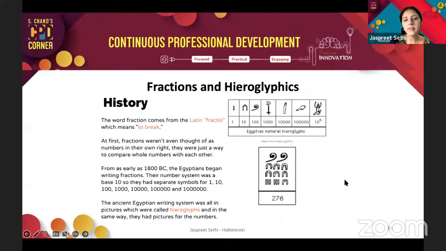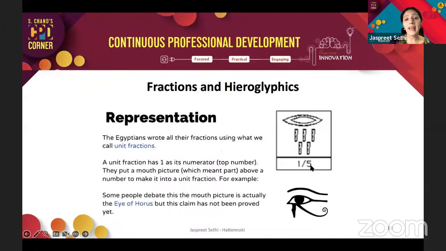276, right? 276, not 96, because here we have my 200s and my 70s and my 6 ones. So fractions and hieroglyphics is one of the ways in which I begin fractions with the 6th grade, I would say. And also representation, and how beautifully history plays a role in how we see it as of today, and how unit fractions were being used as early as when Egyptians started using them, and all those debates on whether it's true, whether it's not, and what people have thought through history.